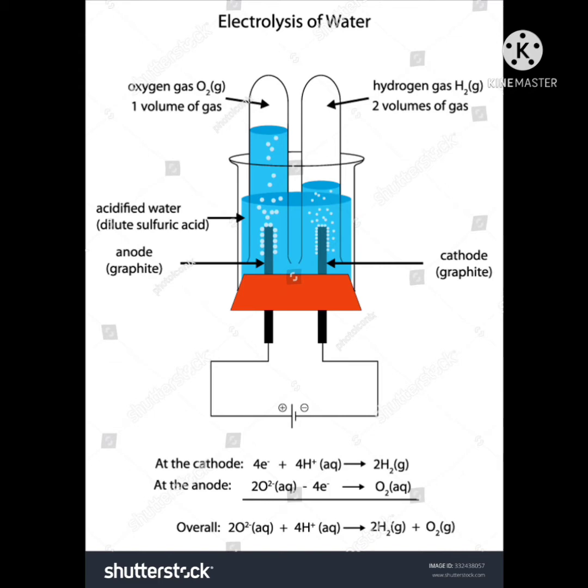H+ ions are collected at the negative electrode, that is the cathode. Oxygen is collected at the anode. So this is the electrolysis of water. Electrolysis of water is a decomposition reaction. Here water decomposes into hydrogen and oxygen. Here we use energy in the form of electricity. So it is an electric decomposition. Okay.